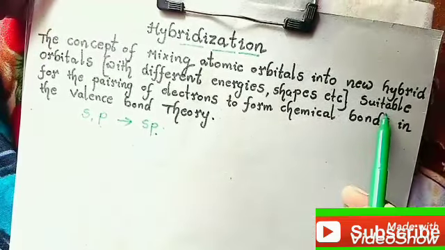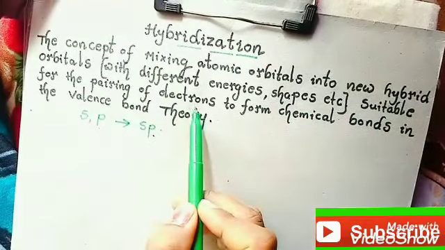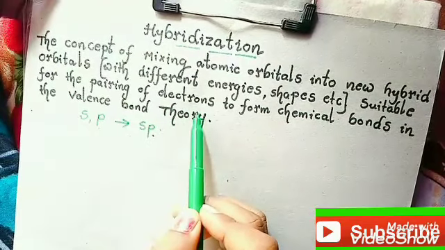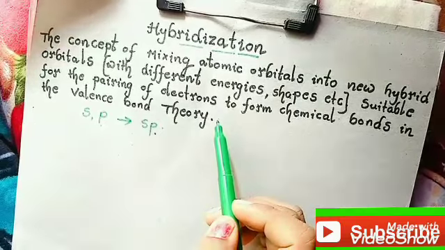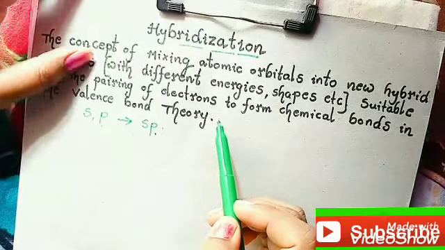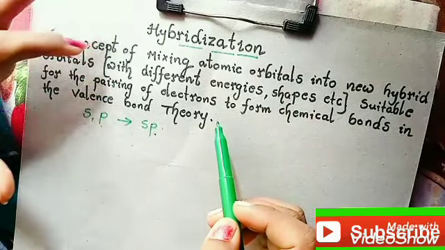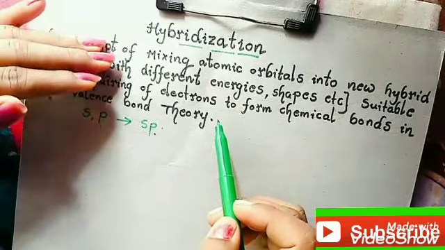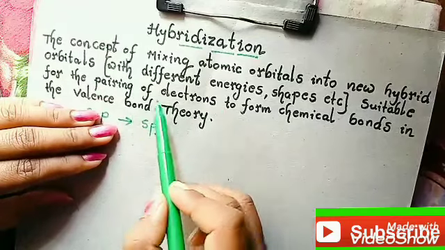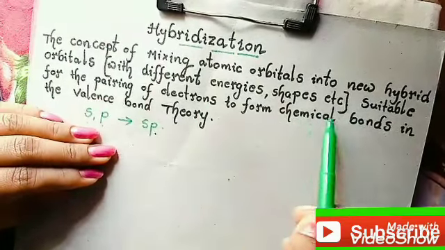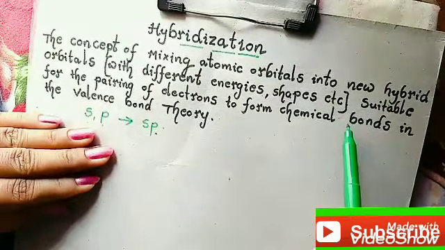So students, here see, suitable for the pairing of electrons. These electrons are nothing but valency electrons. Which electrons are going to participate in the bonds, those only pair to form chemical bonds.